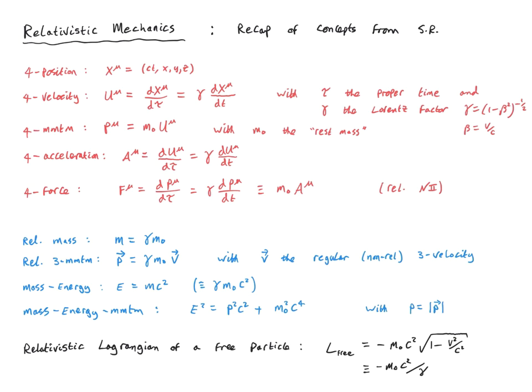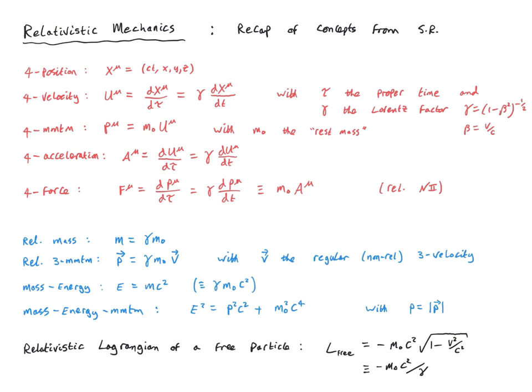Similarly, we can think of the relativistic 3-momentum. That is obtained by simply taking the regular non-relativistic velocity v, multiplying it by the rest mass m0. That object would then be the regular non-relativistic 3-momentum. And when we multiply it by the extra factor gamma, the Lorentz factor, we obtain the relativistic 3-momentum. This is not yet a 4-vector, it's the space-like components of the momentum.